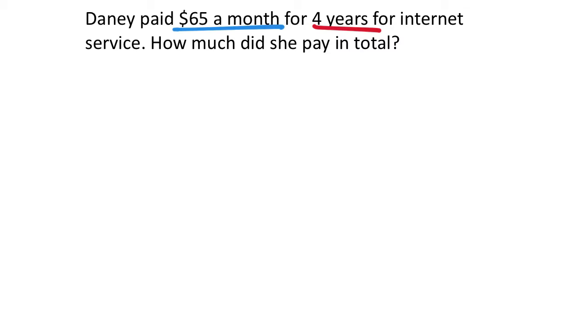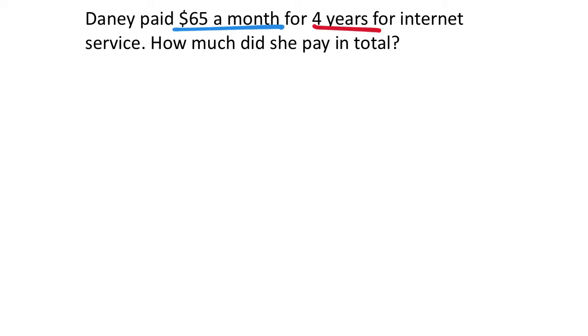So one way to do it, and this is the less typical way, and so I'm not going to do it this way. I'm going to do it the other way. But some students would say you do 65 times 12 because you know that's how many months are in a year. Whatever that product is, you'd multiply it by 4 because it's for 4 years of internet service. And that's how much you would pay in total. And that would work, by the way.